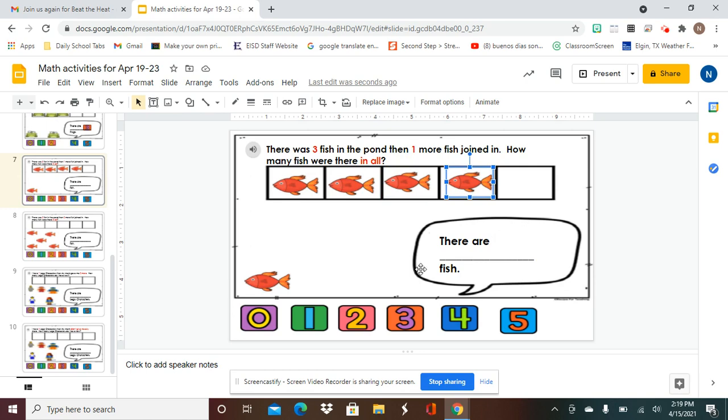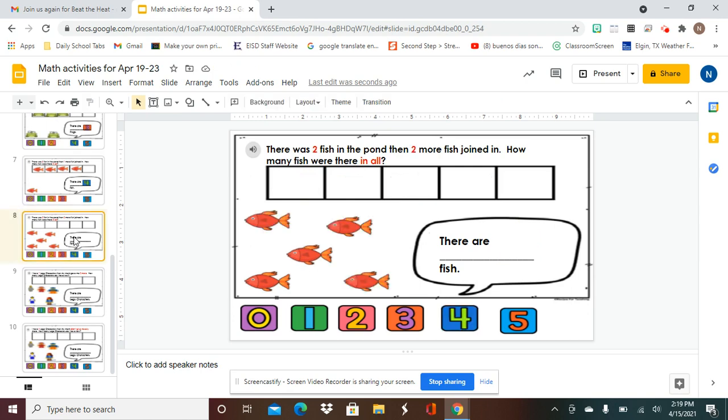We should put the 4 here. So which one's number 4? That's 0, 1, 2, 3, 4, and 5. So this one's 4. We're going to move it up here. There are 4 fish. Good job. All right, let's go to our second problem for today.